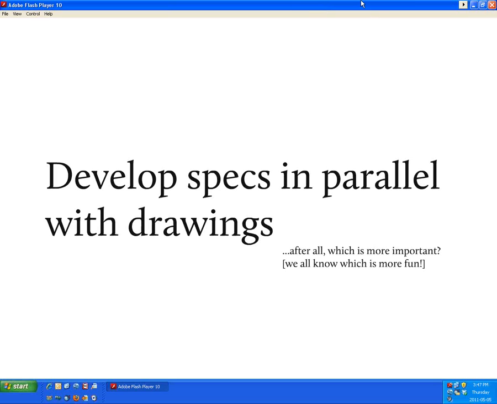Okay. Developing specs in parallel with drawings? What a radical idea. Oh, yeah, but I've got an even more radical idea. What if the drawings were actually done when we wrote the spec? Oh, no.